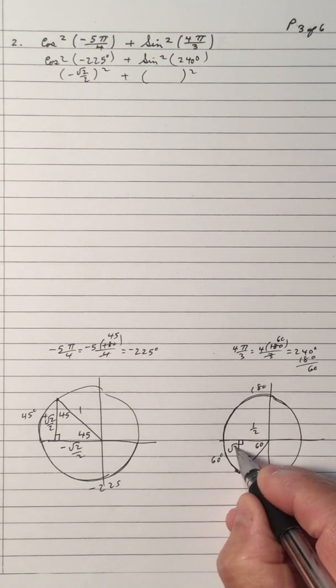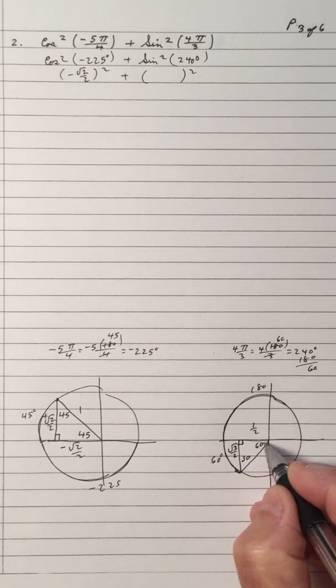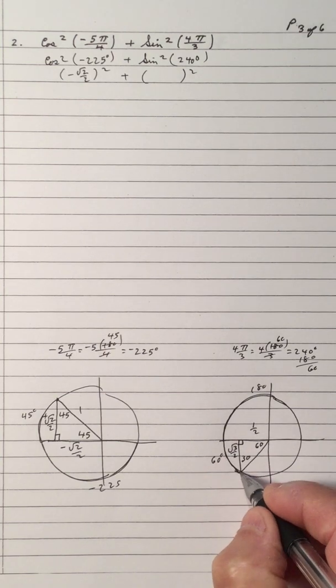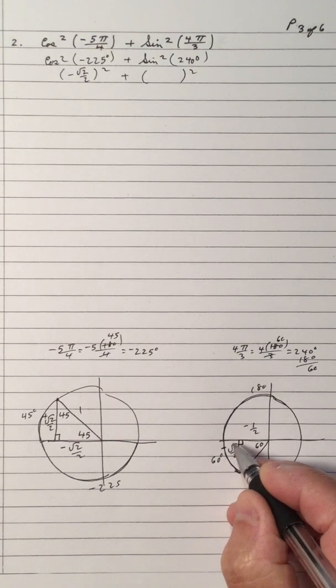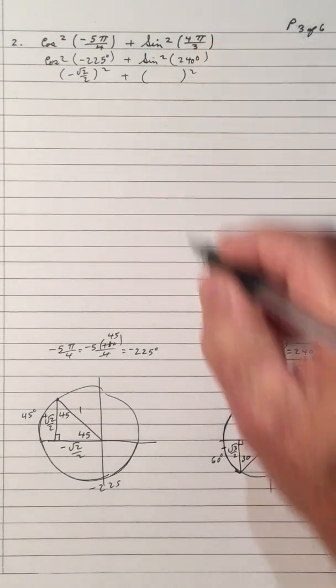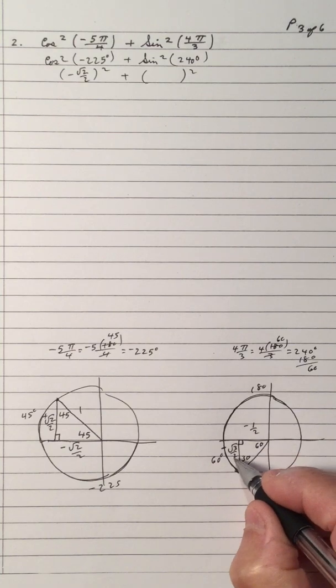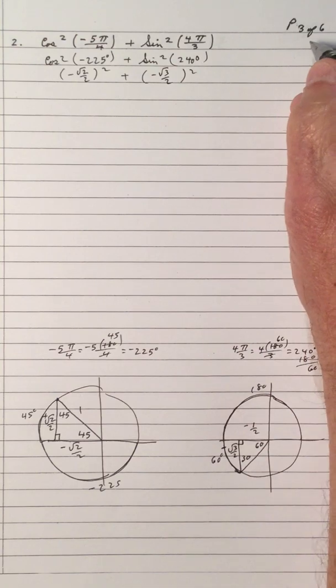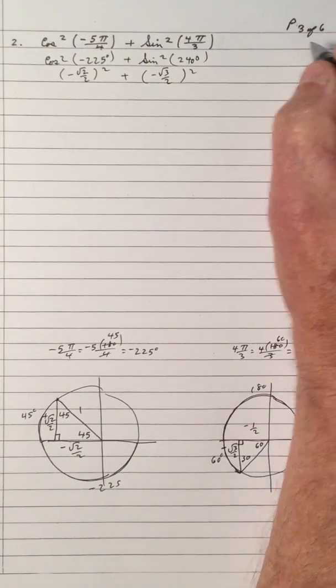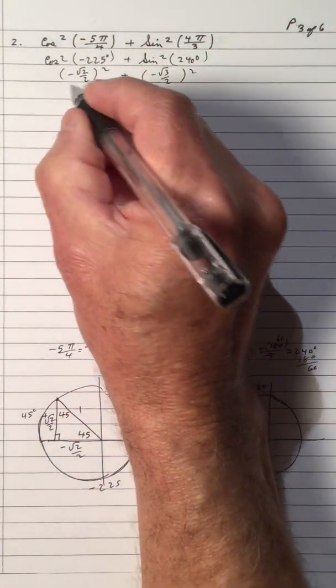Opposite 60 is root 3 over 2. And in the third quadrant, the x is negative and the y is negative. So the sine is the y, and the y is negative root 3 over 2. So we have the cos and sine simplified. Now we're going to square them.